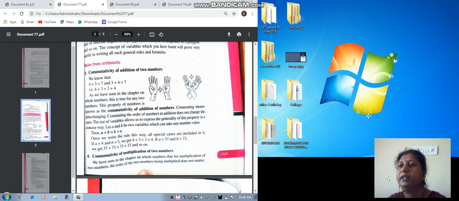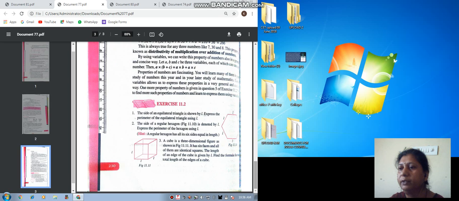So if we take exact numbers, we will take the letters A and B. A represents the first number, B represents the second number. So A plus B is equal to B plus A. Fine. Now next, the commutative property of multiplication of two numbers.